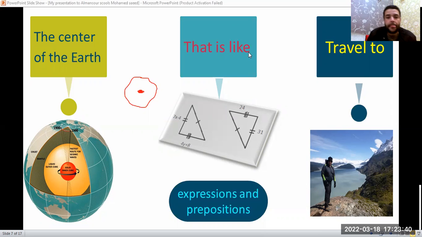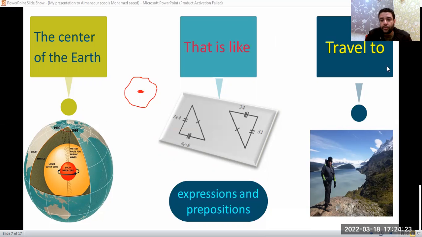That means this thing, like this triangle. In this lesson, the writer said the river Nile is 6,670 kilometers. That's like traveling to the center of the earth. Imagine you will walk from the source of the river Nile from Ethiopia to Egypt. That's like traveling to the center of the earth.